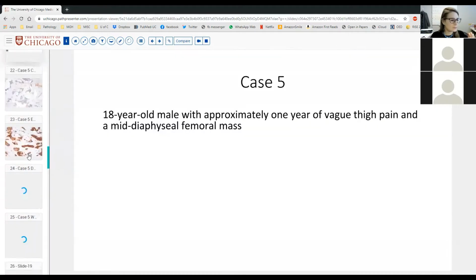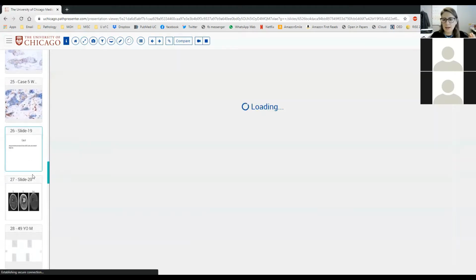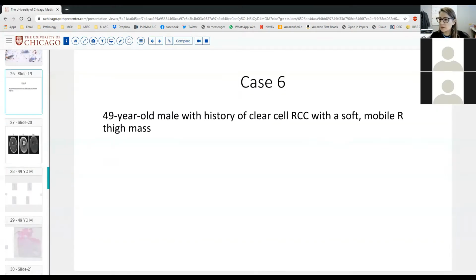If there are no questions, we're just going to now continue with case 6, which is a 49-year-old male with a history of clear cell renal cell carcinoma with a soft mobile right thigh mass.